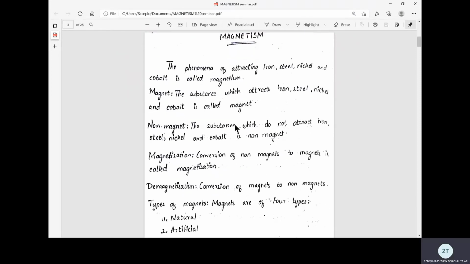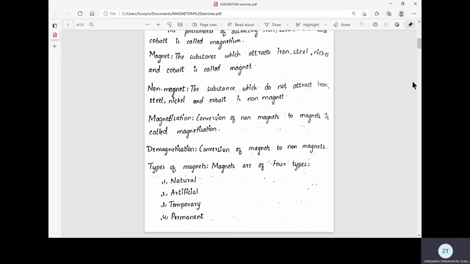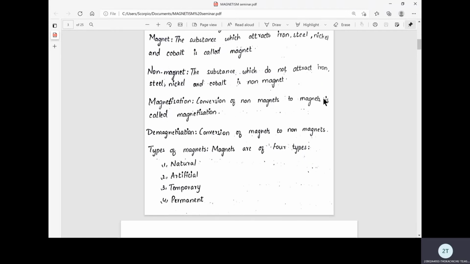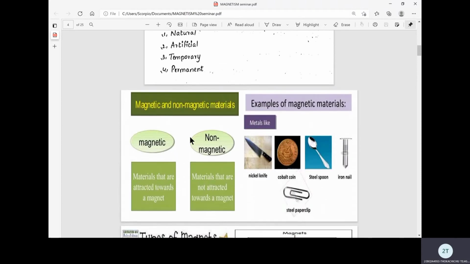Now that we know the definition of magnetism, let's see what are magnets and non-magnets. Clearly, the substance which attracts iron, steel, nickel, and cobalt is called a magnet, while the substances which do not attract other magnetic substances like iron, steel, nickel, and cobalt are called non-magnets. Now, let's see them clearly in these PPT examples.